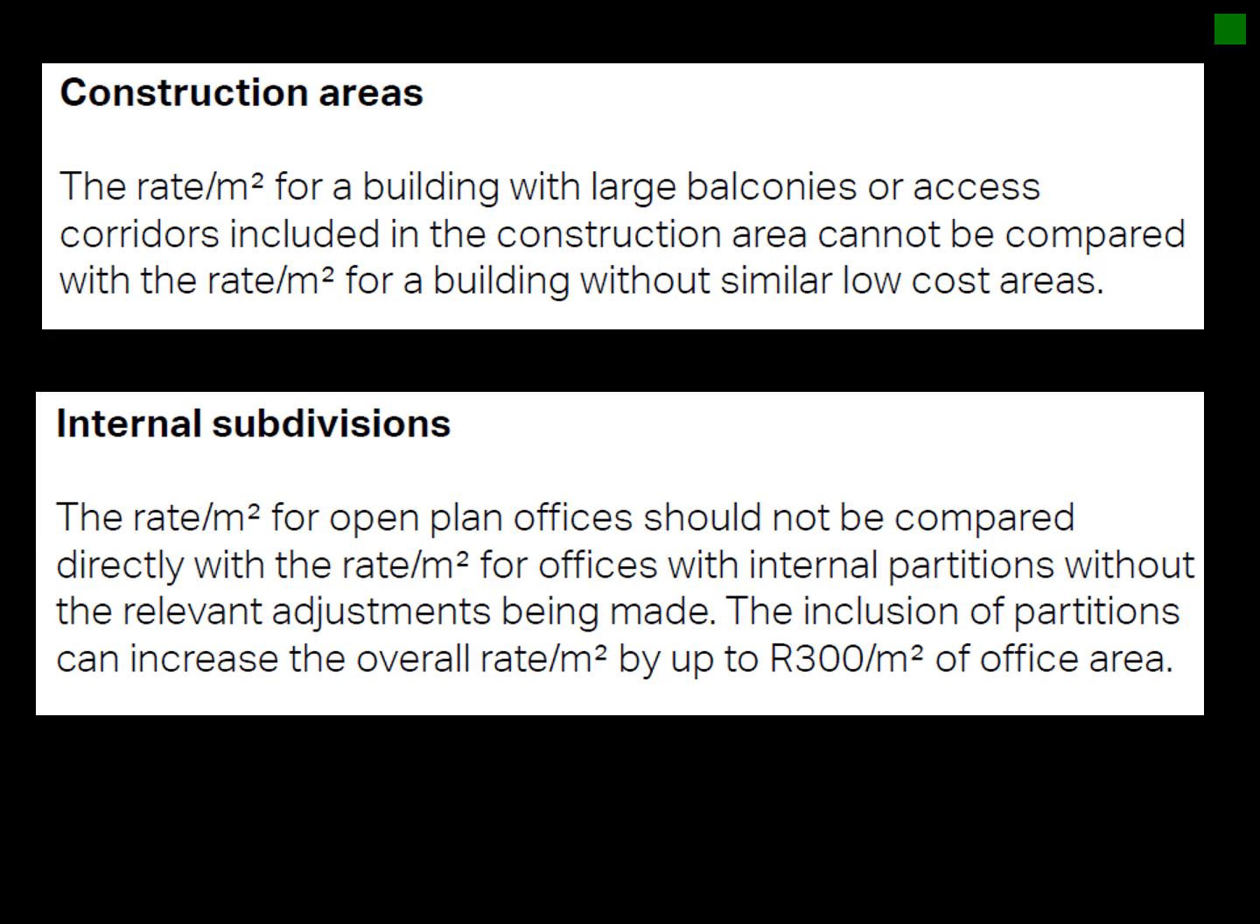Then your construction areas: the rate per square meter of a building with large balconies and access corridors, including the construction area, cannot be compared with a rate per square meter of a building without similar installations. So you just need to remember that.